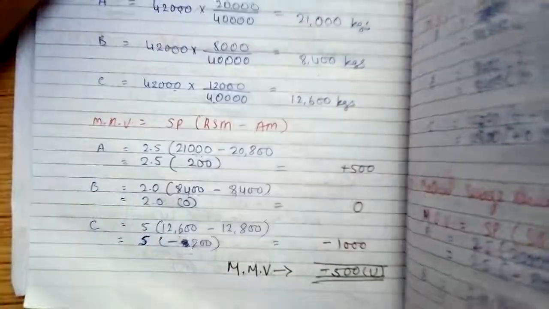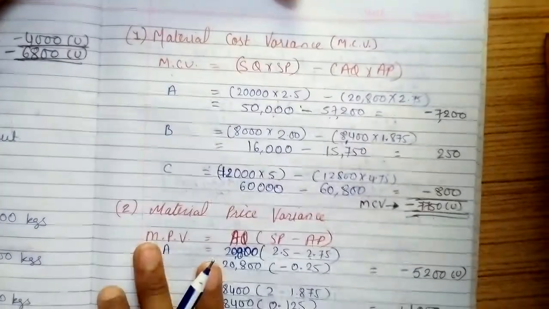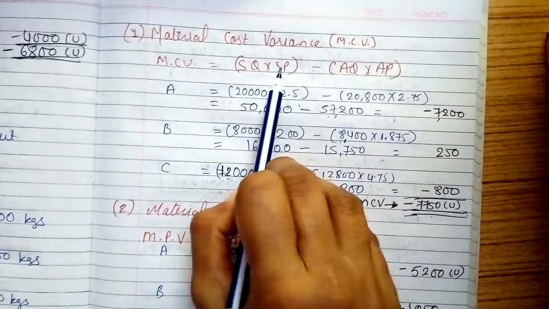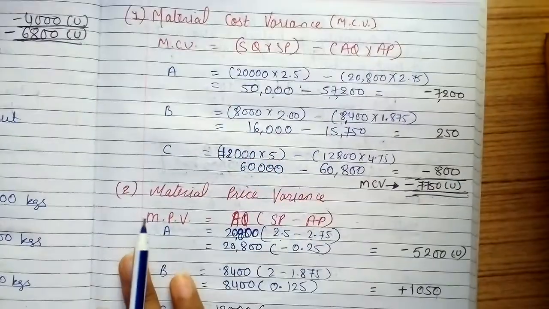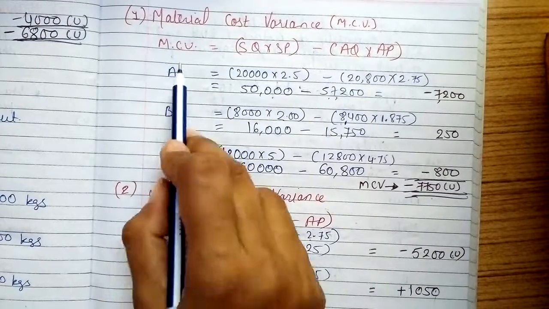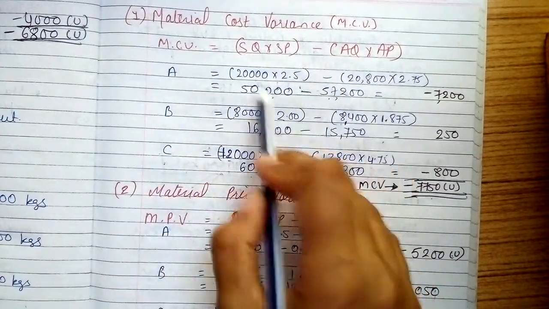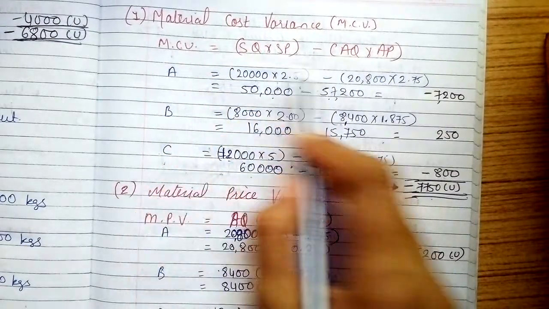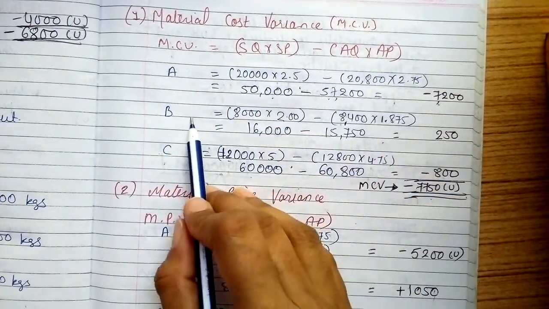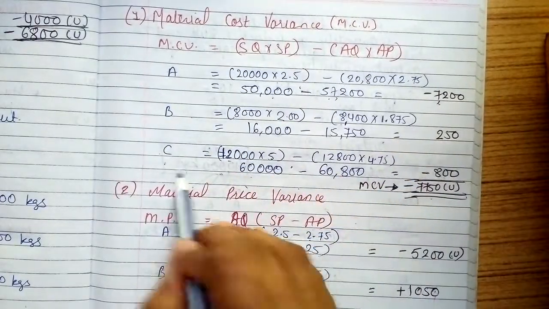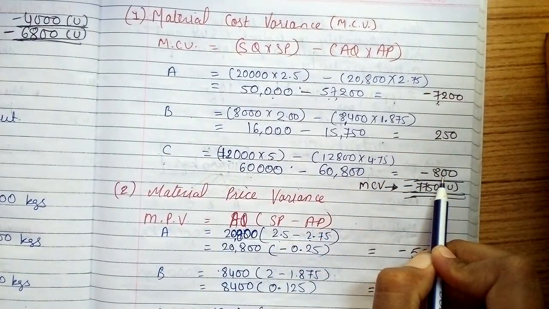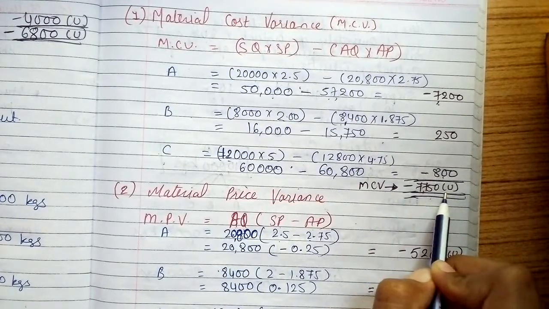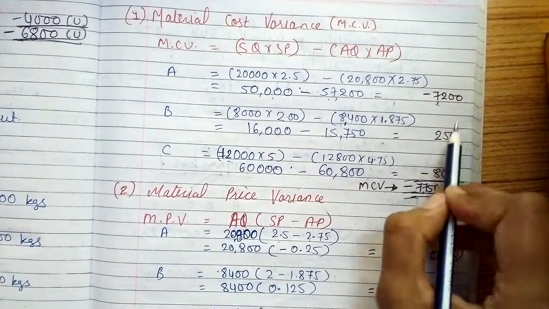Okay, so moving further with the calculation of the first formula, that is material cost variance formula, SQ into SP minus AQ into AP. So three of them for material A, B and C. For 3 materials, just put all these details in a formula and we get the answer of material cost variance: for A negative 7,200, for B it is 250 and for C it is negative 800. So cost variance is 7,750 unfavorable. You need to add 3 of them.